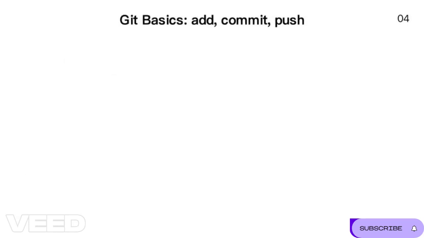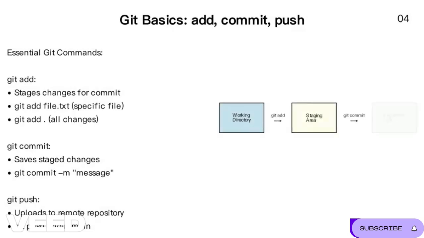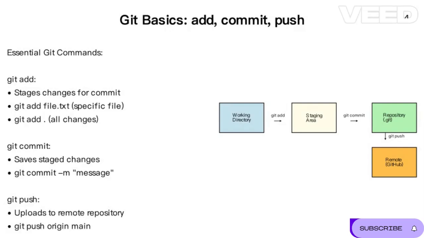The three essential Git commands form the core workflow. Git add stages your changes, moving them from your working directory to the staging area. You can add specific files or use git add dot to stage all changes. Git commit saves your staged changes to the local repository with a descriptive message. Finally, Git push uploads your commits to a remote repository like GitHub, making them available to others. This workflow ensures your changes are tracked, documented, and shared effectively.